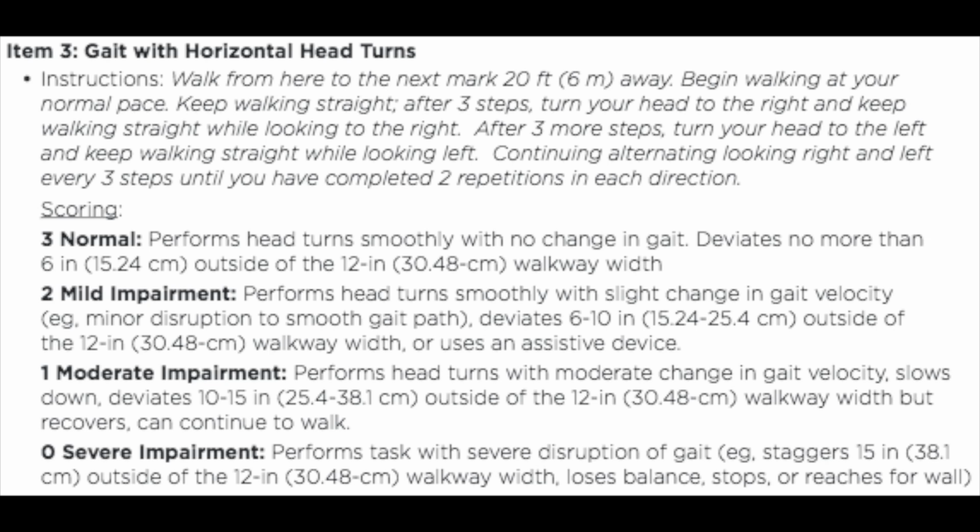A 1 is given if they perform head turns with moderate change in gait velocity, slowdowns, and deviate 10 to 15 inches outside the 12-inch walkway, but they can continue to walk. A 0 is given if the patient performs a task with severe disruption of gait outside of the 12-inch walkway width, loses balance, stops, or reaches for the wall.